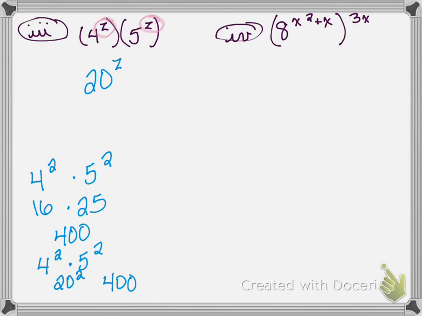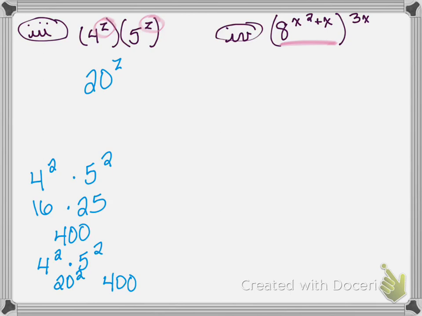Okay, now for our last one right here, I have 8 raised to the power of x squared plus x, and then everything inside this parentheses is being raised to the 3x. So if I had something like 8 squared raised to the 3rd power, I would multiply those two exponents. I would say 2 times 3, and I would get 8 to the 6th power. So we are going to use that property right here. So I am going to say x squared plus x times 3x.